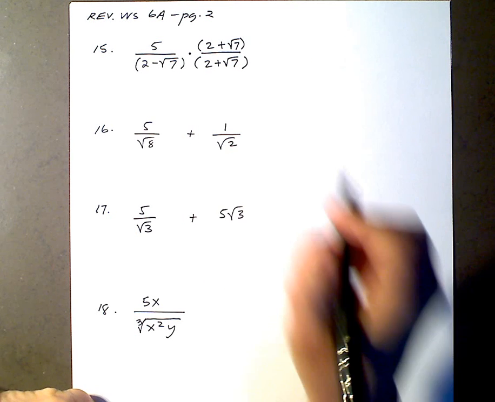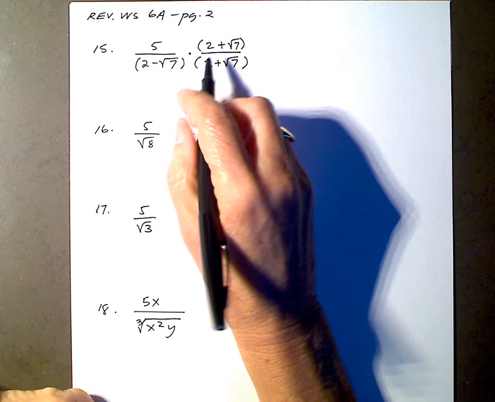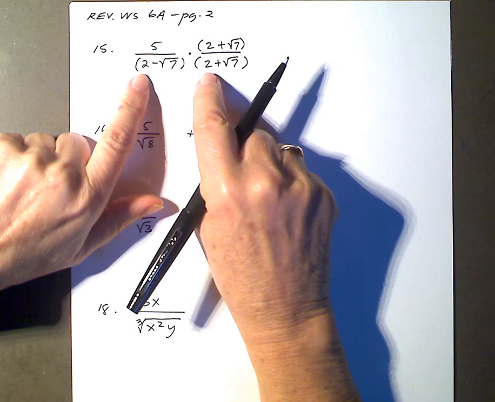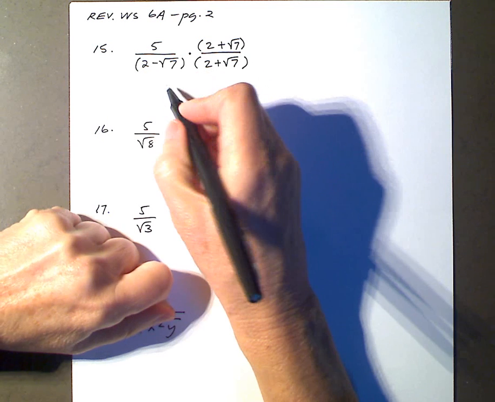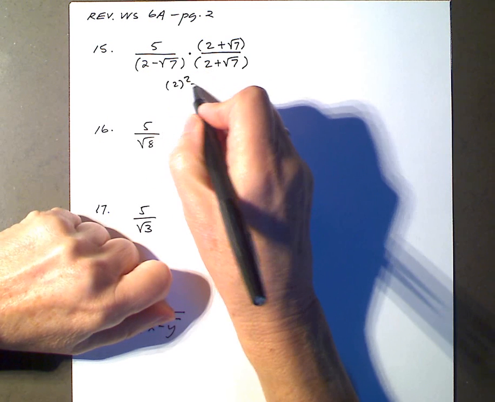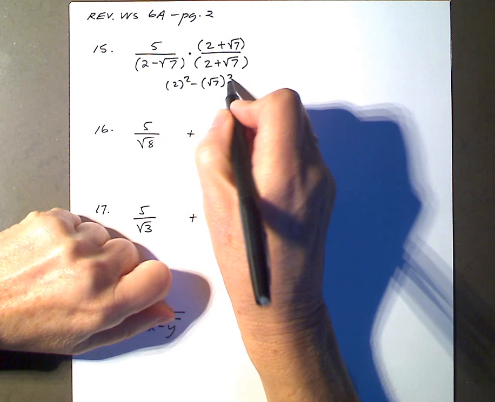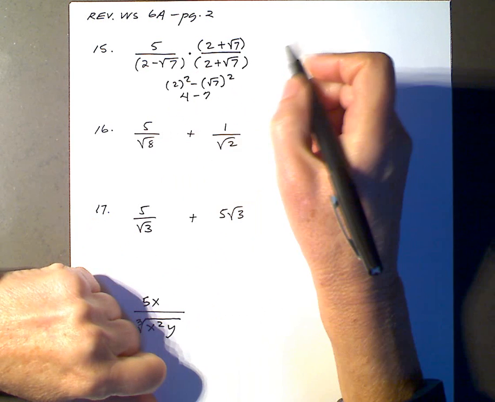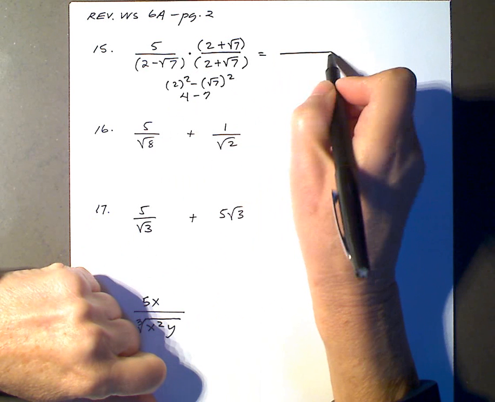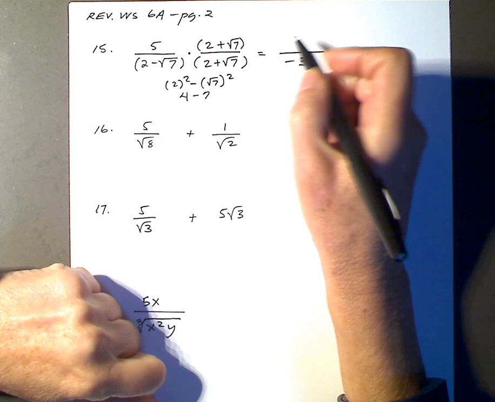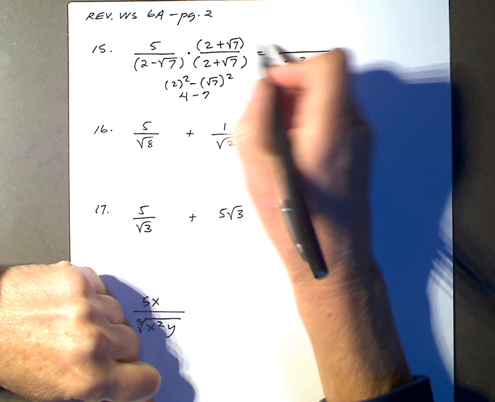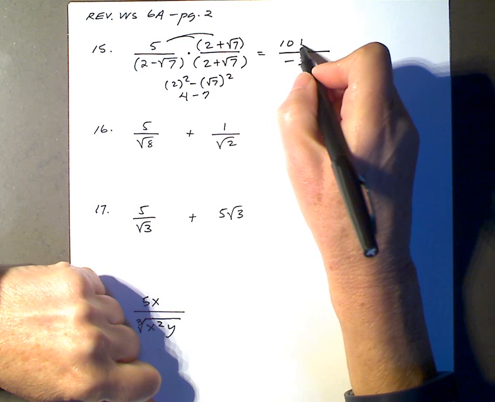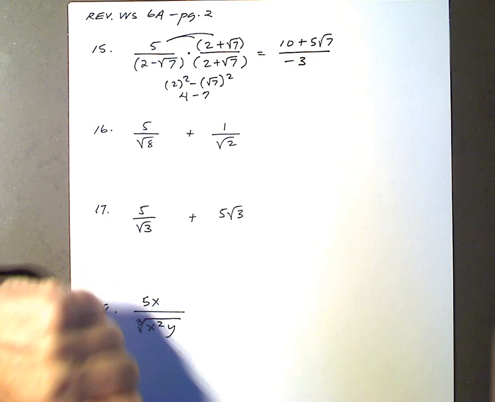So I also know that the pattern is that when I multiply these together using distributive property, I'll get the first term squared minus the second term squared. So I'll get 4 minus 7, or negative 3 in my denominator, and my numerator will be, if I'm distributing here, 10 plus 5 root 7. And that really doesn't simplify.